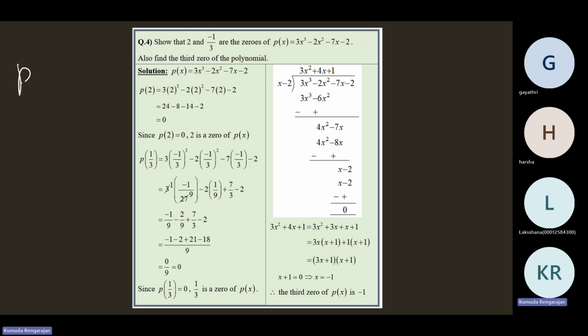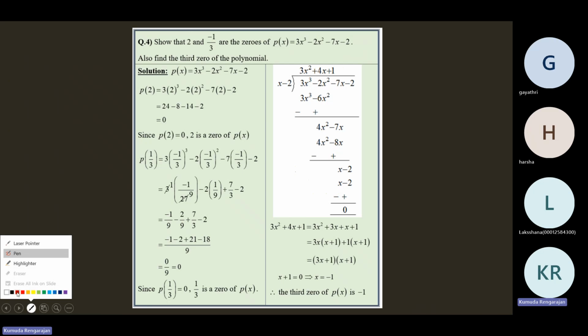So you must find P of 2. You must find what? P of 2. And when you work P of 2, you must get 0 because the question is show that. Alright, and when you work, yeah, you do get 0. So since the value of P of 2 is 0, this 2 is a zero of P of x. In the same way, we have to work for minus 1 by 3.